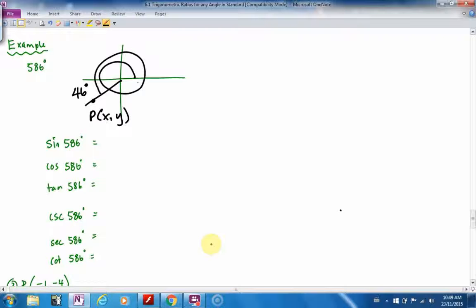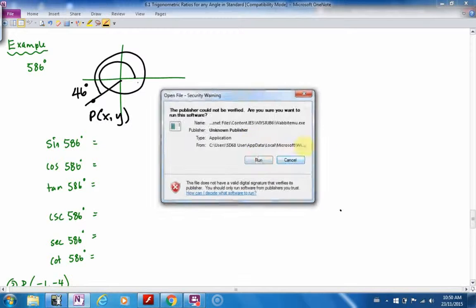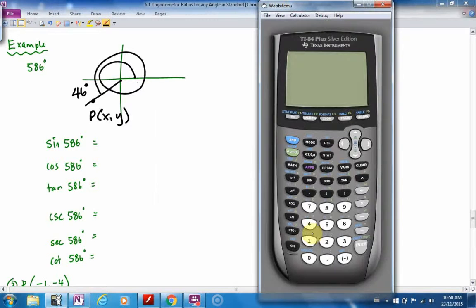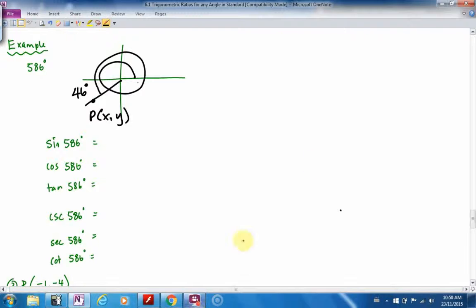Now, make sure your calculator is in degree mode. The default setting of your calculator is not degrees. So go to the mode on your calculator, which is that button there. And if radian is highlighted right now, you don't want radian highlighted, you want degree highlighted. And then you can say sine 586, cos 586, tan 586, and so on. So put those into your calculator.